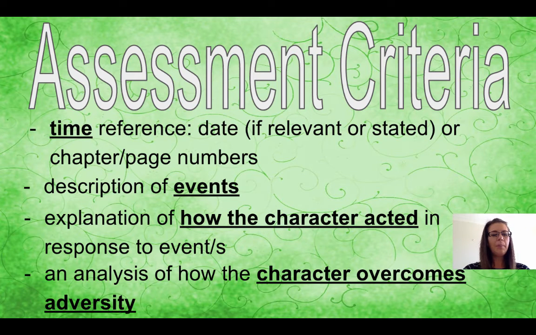So the top three dot points you can see there, your time reference or chapter or page numbers, the description of the events, and the explanation of how your character responds, those things will all be able to be found in the text that you're reading. Most of it will be right there, and you will explain those things in your own words. The last one, your analysis, will require you to draw some conclusions by putting pieces of information together and using your own knowledge as well.